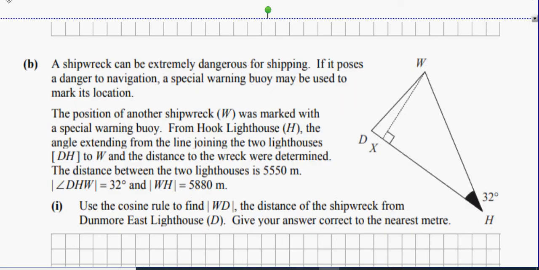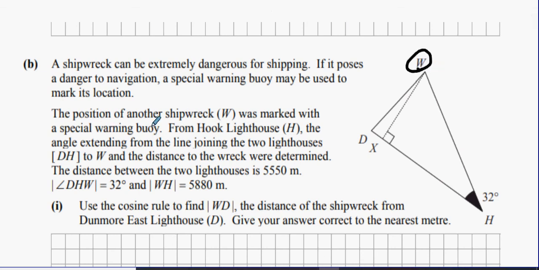Oh, lovely. Bit of trigonometry now. Rather be quick with this, right? Alright, shipwreck, W, broken ship. Warning buoy. From Hook Lighthouse, H, the angle extends along two lighthouses. That's at Dunmore East. The distance between two lighthouses is 5,550. Is everybody happy? That's D and H. Alright, what's WH then?